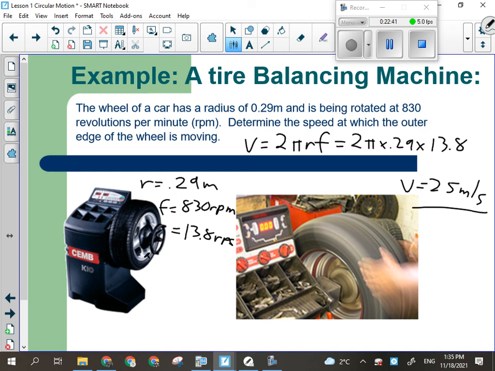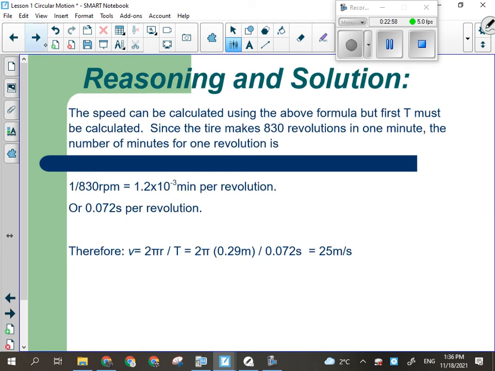Okay. Questions on how that one works? Okay. So really what we need to get out of this is what frequency and period are, that they measure something similar, but that they're the inverse of each other, and how we use this formula, 2 pi r f, or 2 pi r over T. Okay, so that's what we just did. We got 25 meters per second.